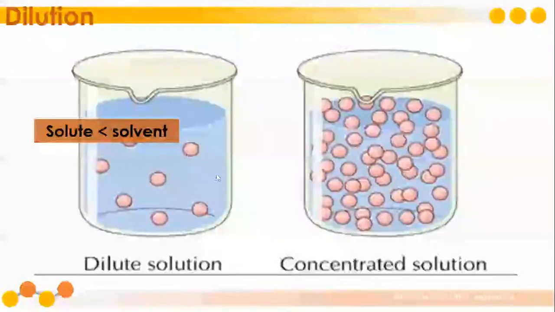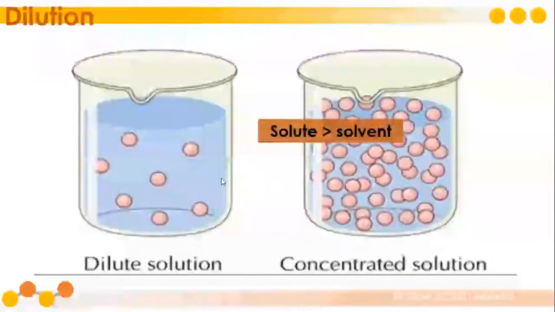Concentrated solution, on the other hand, is the opposite. It has a large amount of solute in a small amount of solvent. Comparing the two, this has a larger amount of solute and the same amount of solvent. So this makes this a concentrated solution, making it difficult for it to dissolve the given solute.